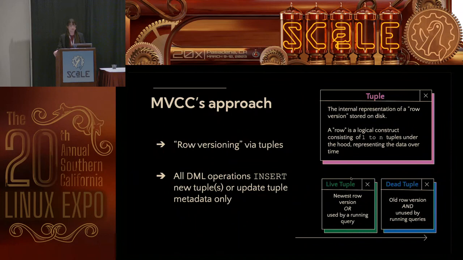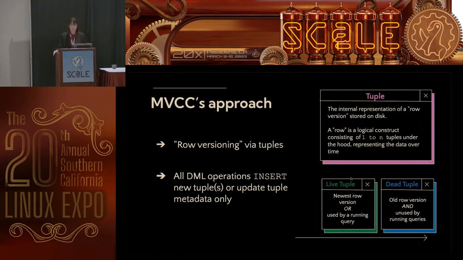MVCC takes an approach that focuses on the first two letters of the MVCC acronym, which is multi-version. Basically, to achieve these two goals, it does row versioning via tuples, or tuples, dealer's choice. As the dealer, I'm going with tuple, and I'm going to say that a tuple is the internal representation of a row version stored on disk.